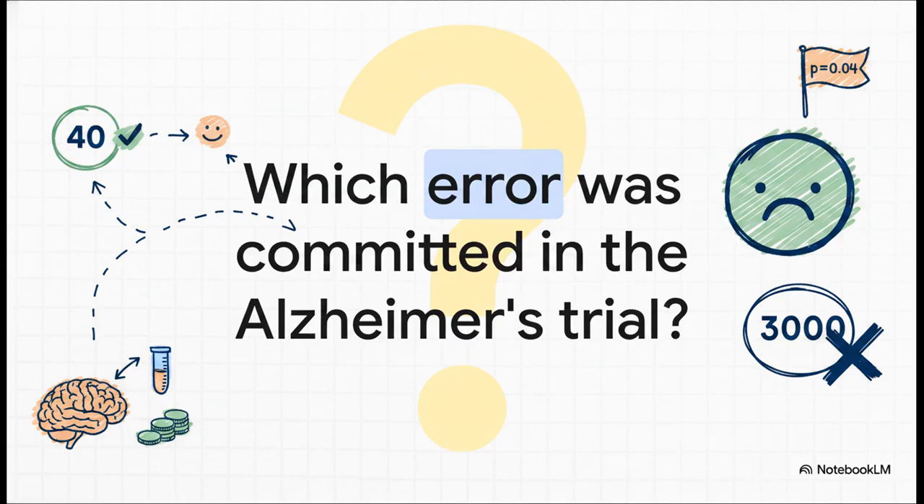Let's jump right into scenario B. A small startup runs a fast-track trial on an Alzheimer's drug in just 40 patients. They proudly report a statistically significant improvement with a p-value of 0.04. Investors absolutely go wild. But later, a massive phase 3 trial in 3,000 patients shows absolutely zero clinical benefit. So evaluate this startup's data for a second. Which error was committed here?